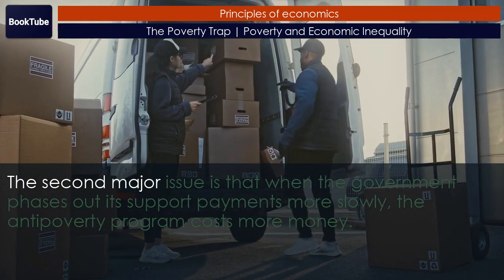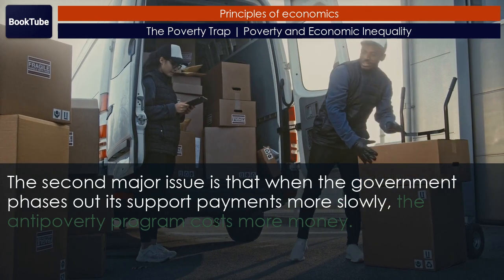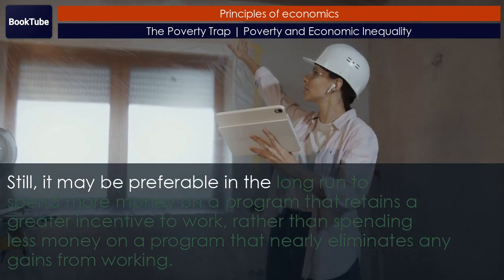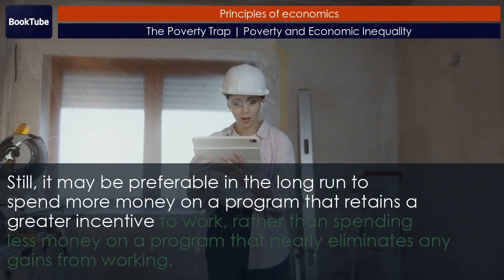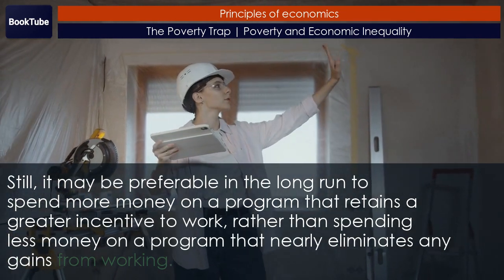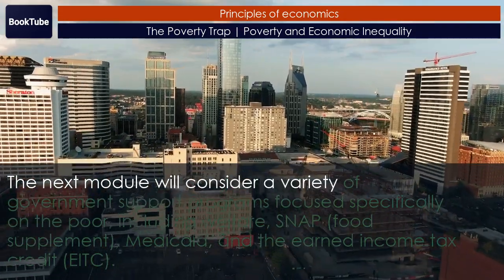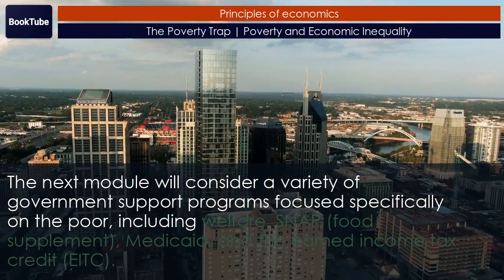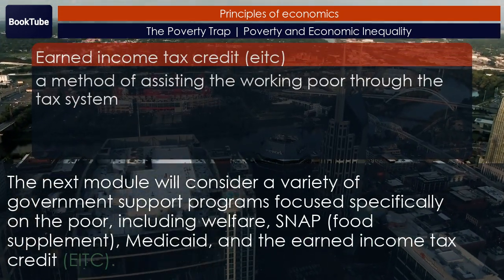The second major issue is that when the government phases out its support payments more slowly, the anti-poverty program costs more money. Still, it may be preferable in the long run to spend more money on a program that retains a greater incentive to work, rather than spending less money on a program that nearly eliminates any gains from working. The next module will consider a variety of government support programs focused specifically on the poor, including welfare, SNAP, food supplement, Medicaid, and the Earned Income Tax Credit, EITC.